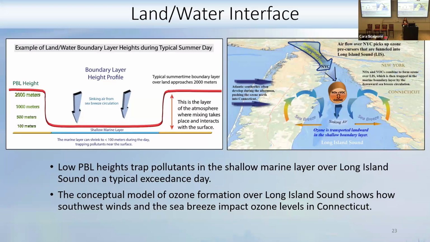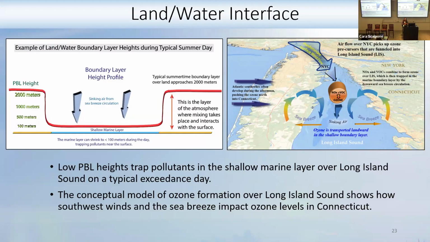With regards to southwest winds, that can transport ozone from along the I-95 corridor in New York City, depending on the winds, from upwind, excuse me. And then those pollutants, either the ozone that's already formed or the ozone precursors, get funneled over Long Island Sound, and then that ozone is forming and getting trapped in the shallow boundary layer.